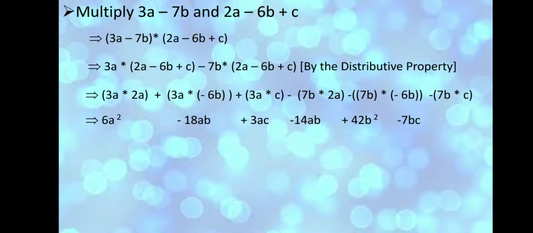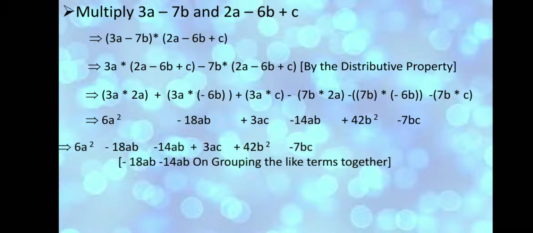So now what will you be getting as your answer? You will be getting 6a square when you do 3a into 2a. So 3 into 2 will give you 6 and a into a will give you a square. And then you will have minus 18ab when you multiply the constant terms together and the variables together, and then you'll have plus 3ac minus 14ab plus 42b square plus 7bc. So hope you are understanding this.